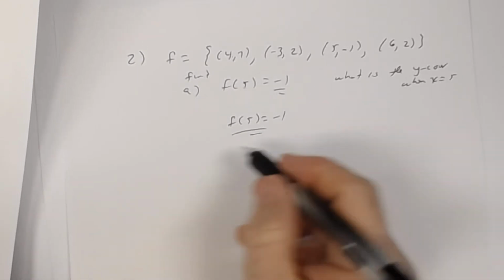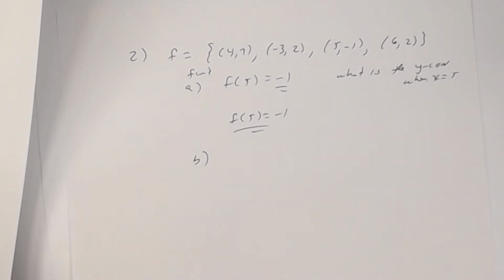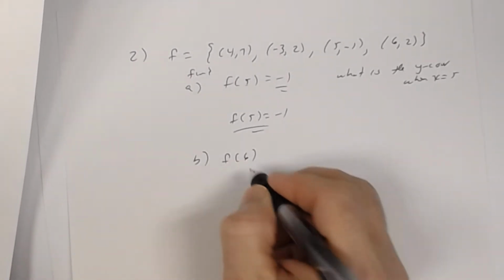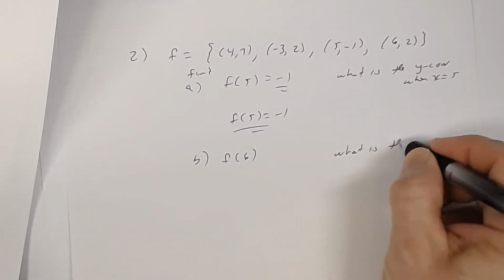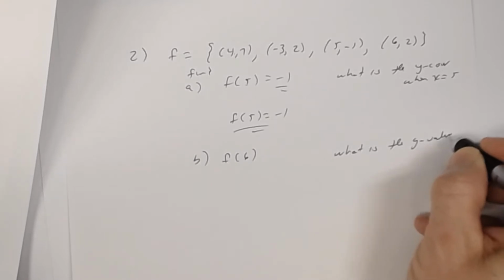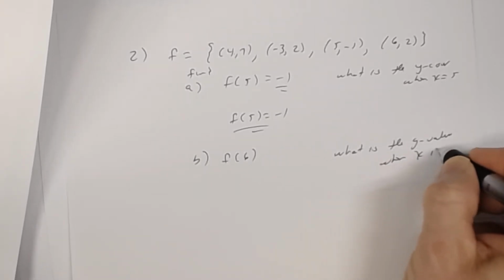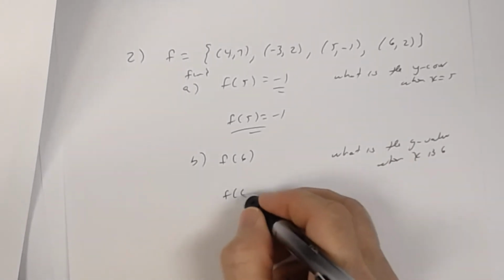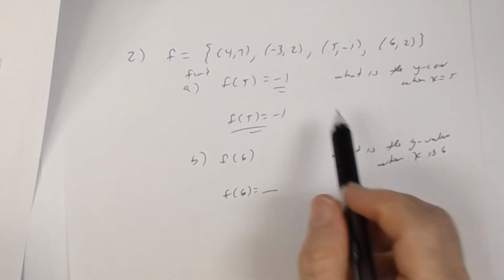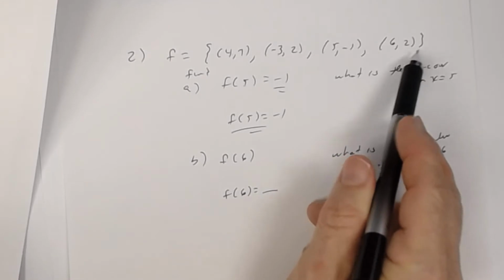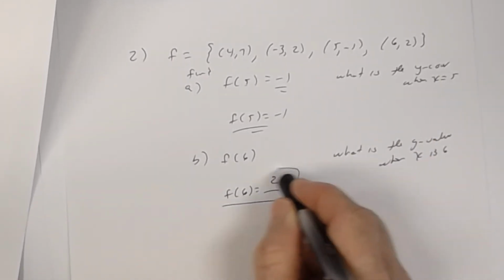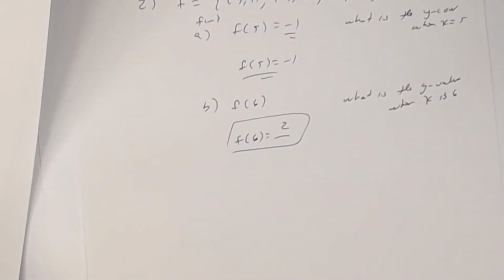Okay? Part B, let's say you want to find f of 6. Same idea, right? This means what is the y value when x is 6? So you're going to find which one says x is 6. That's this one. So what's that y value? The answer is 2. So f of 6 equals 2.